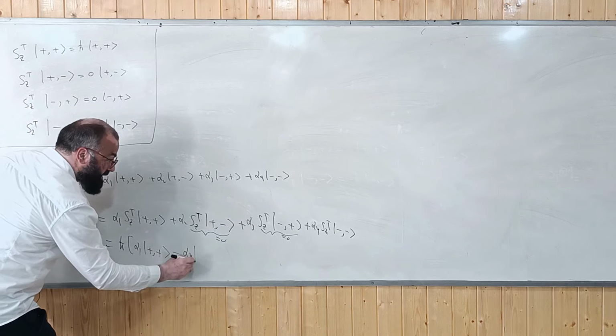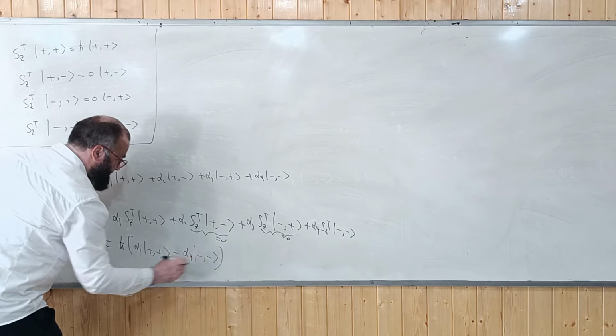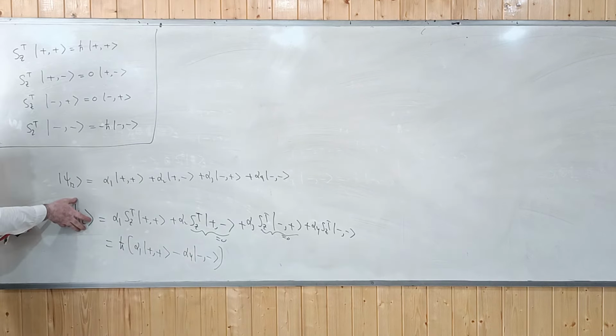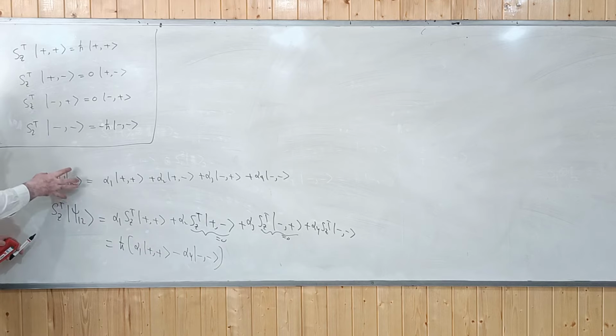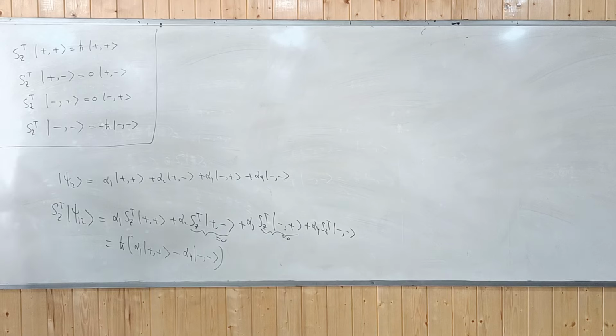Minus alpha 4 minus minus. So what does it mean? So you are having here psi 1, 2. You don't have psi here. So it means this psi 1, 2, this general state, is not the eigenstate of what? SZ total. Clear?